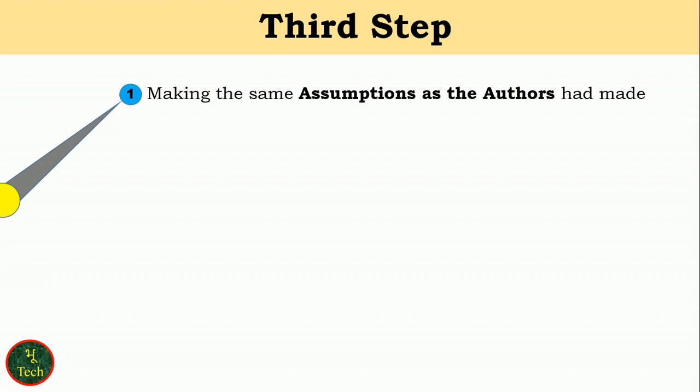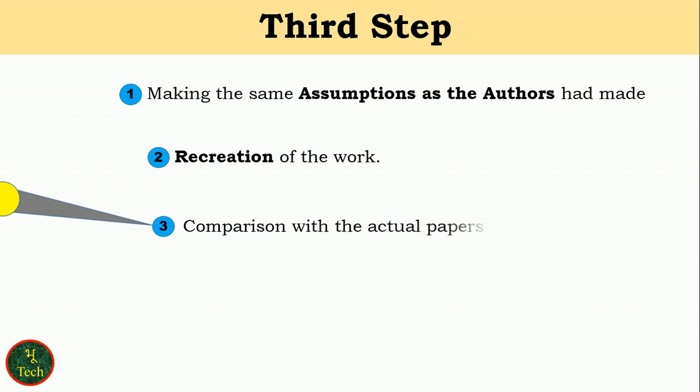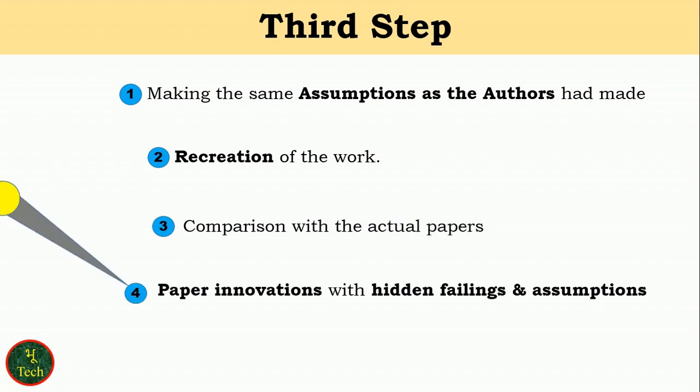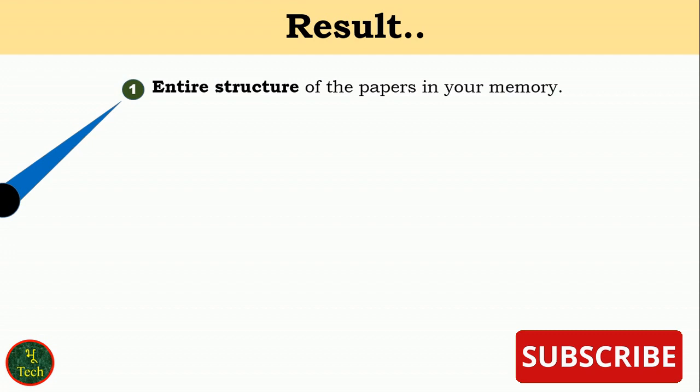First one is to make the same assumptions as the author had made. Second is to recreate that research work. Third step is to compare your assumptions with the actual work. Find out the innovation of the paper along with its hidden failings and assumptions. As the result of the third step, you will be able to reconstruct the entire structure of the paper in your memory.